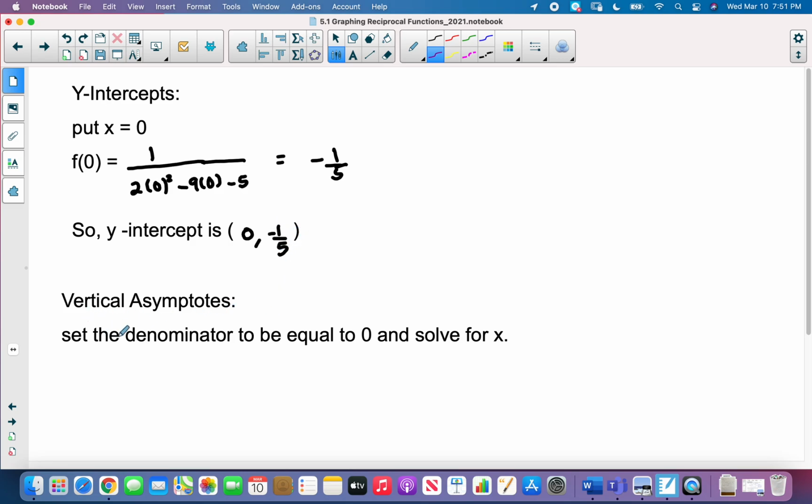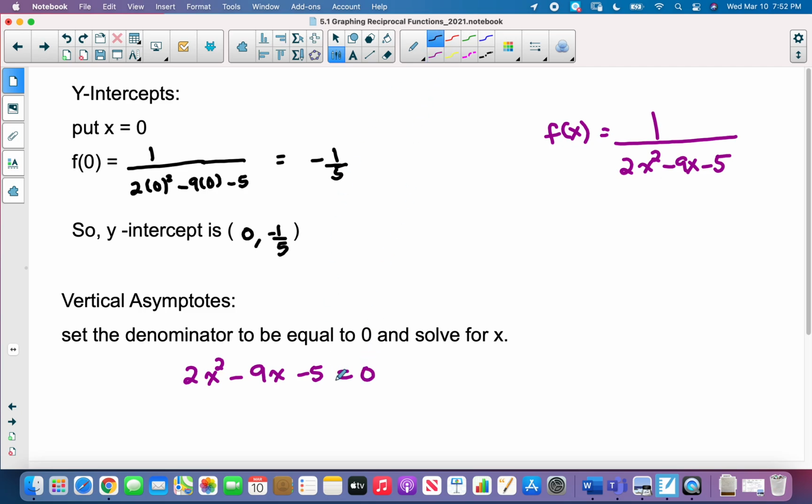For the vertical asymptotes, we can set the denominator to 0 and solve for x. For the function given to us, f of x equals 1 over 2x squared minus 9x minus 5, we set the denominator equal to 0. So we set 2x squared minus 9x minus 5 equal to 0 and solve for x. We can factor this as 2x plus 1 times x minus 5, and then we find that x equals negative 1 half or x equals 5.